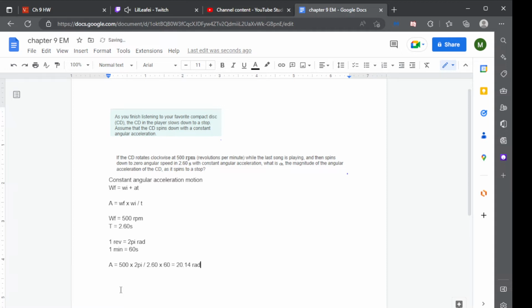20.14 radians per second squared, and that's our acceleration, 20.14.